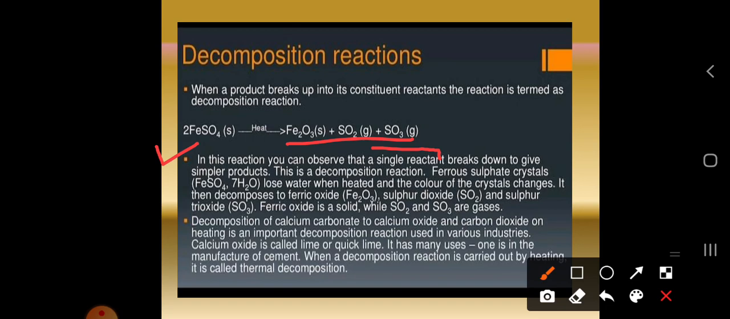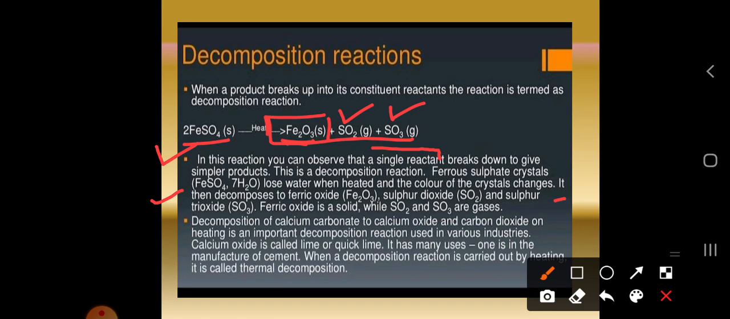So this is the decomposition reaction where ferrous sulfate crystals, that is FeSO4, lose water when heated, and the color of these crystals changes and it then decomposes to ferric oxide. First one is the ferric oxide. After heating the ferrous sulfate, what happens? It is changed into ferric oxide, sulfur dioxide, and the last one, sulfur trioxide.